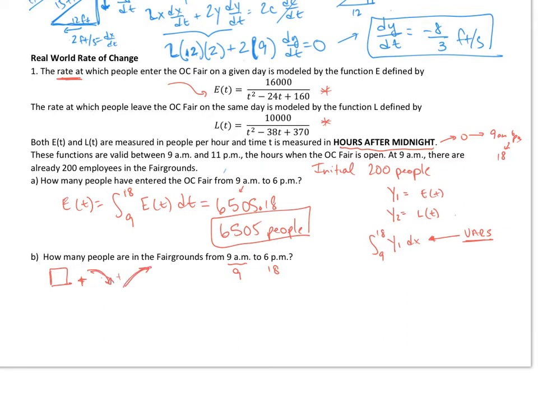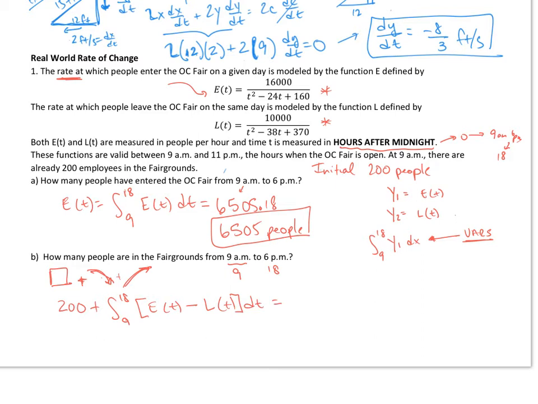We have to add the people that are there, the people coming in, and the people leaving. So in this case, we know we already have 200 people in there. And the people coming in is the integral from 9 to 18. And the people leaving is also going to be the integral from 9 to 18. So I can keep that the same. And we can say the people entering minus the people leaving. That's how many people are there. This is the net change, is what I should say.